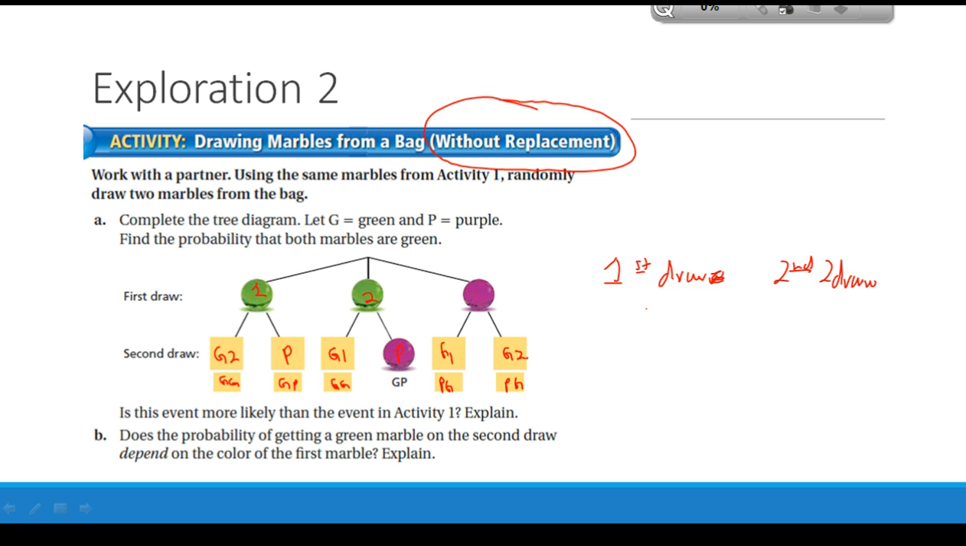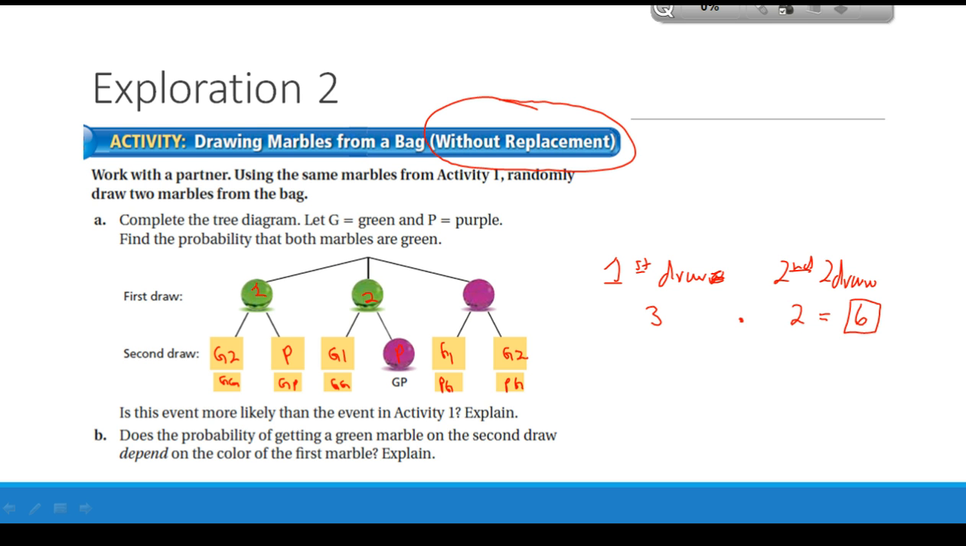So there were 3 choices the first time, right? But then one of those marbles stays out. So that means the second time there would only be 2 choices. So it'd be 6. So my sample space would be 6. 1, 2, 3, 4, 5, 6.